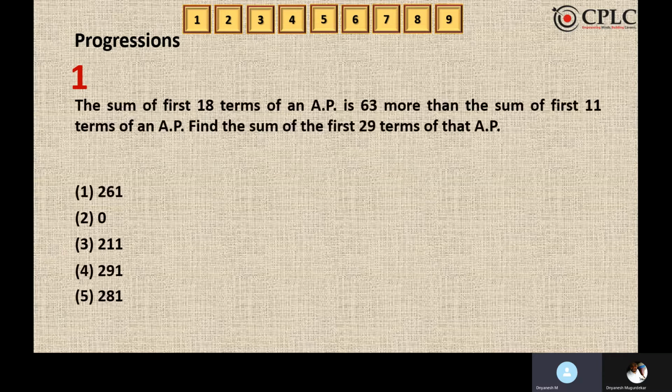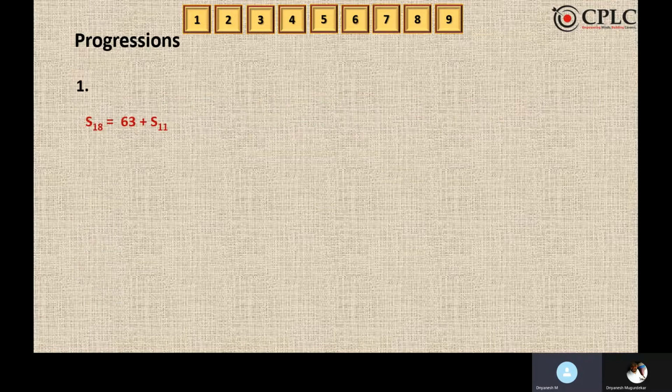First one: the sum of first 18 terms of an AP is 63 more than the sum of first 11 terms of an AP. Find the sum of first 29 terms of an AP. So you will have to use the formula for Sn of an AP. S18 is 63 more than S11. Sn formula is n by 2 into (2a plus (n minus 1) into d). Take S11 to the other side, so plus becomes minus, equal to 63.